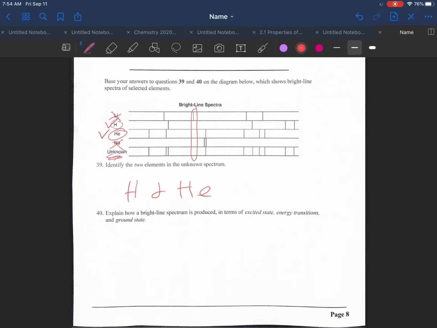And then explain how a bright line spectrum is produced in terms of excited state, energy transitions, and ground state. We have talked about this a lot. And so, again, there's different ways that you can describe this, but you have to remember the overall concept: you have an electron at ground state that absorbs energy and moves to excited state.